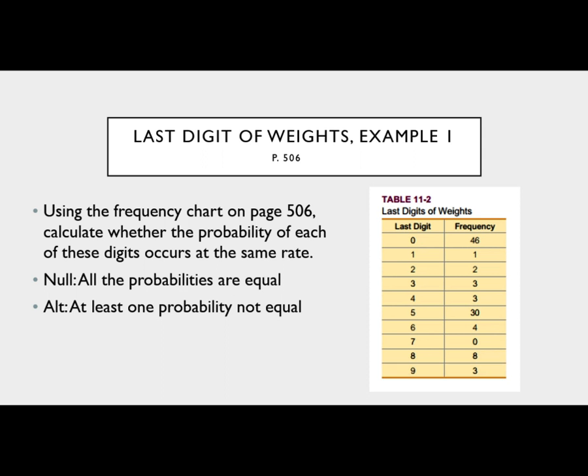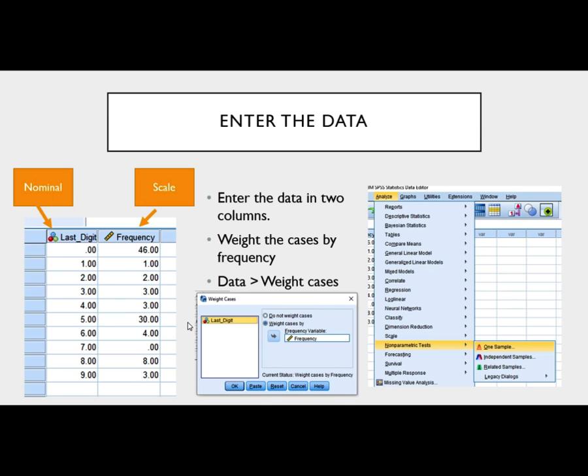So the claim is that the sample is from a population of weights in which the last digits do not occur with the same frequency. Based on the results, what can we conclude about the procedure used to obtain the weights? So let's do it. Our null hypothesis is that all probabilities are equal. So that's 10%, 10%, 10%, 10% for all of these. And then the alternate hypothesis is that at least one probability is not equal.